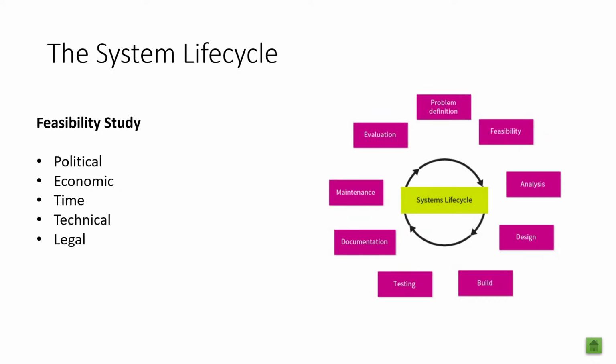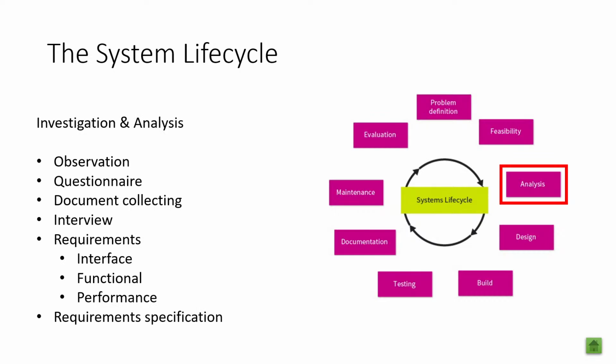When it comes to feasibility, you need to think, can we actually do it? Is it even possible? So you've got to think PETAL. Political: if I make it, will it ruin my company? Will it ruin my business? Economic: will I get enough money? Time: have I got enough time to do it? Technical: have I got the people to do it? Legal: is it ethical to actually do it in the first place?